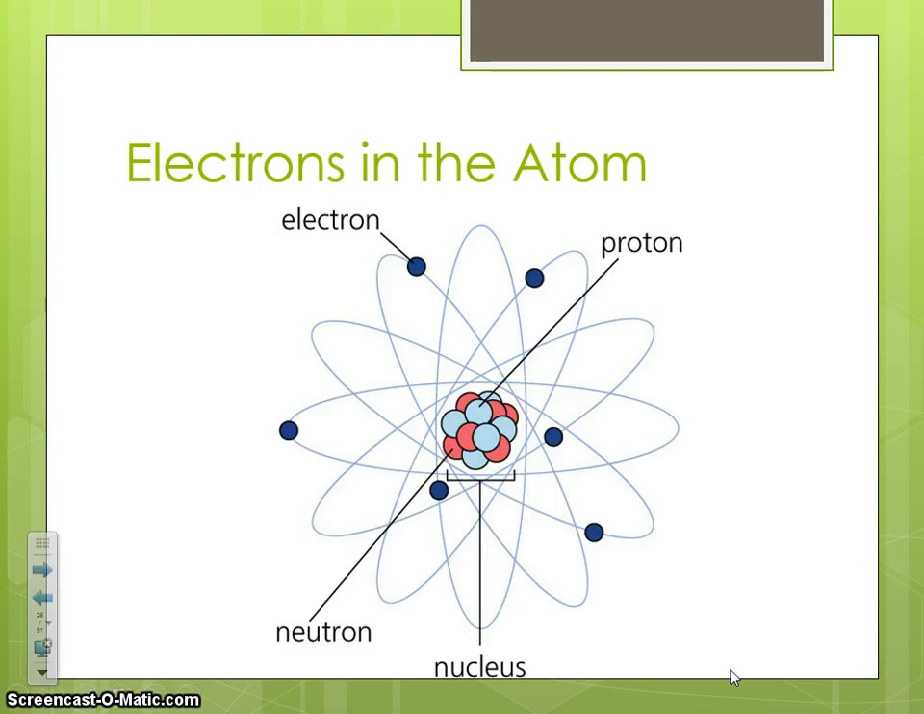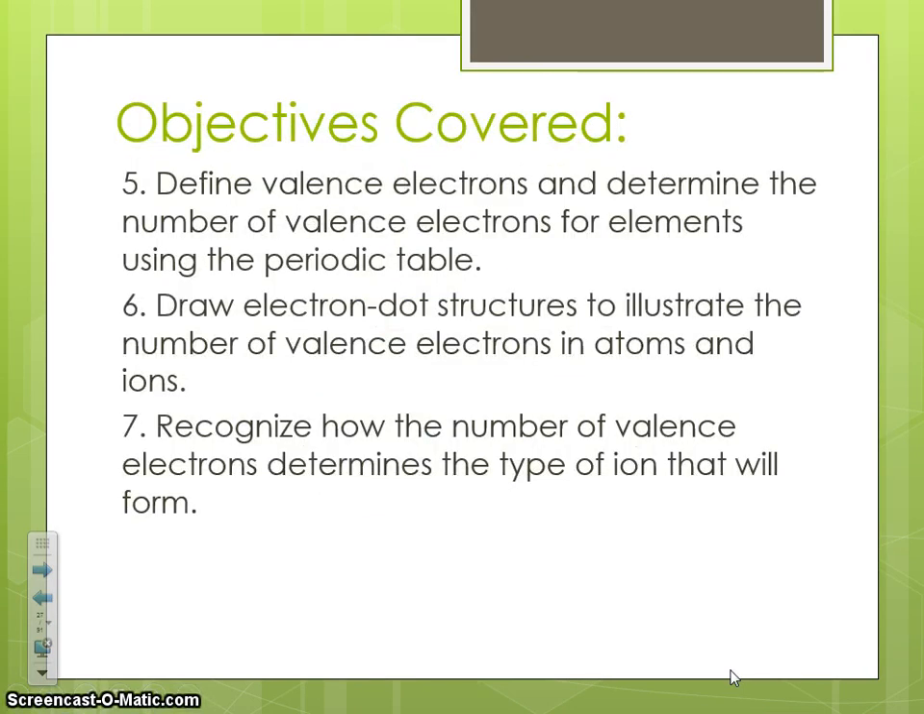In this part of our Unit 4, we'll be talking about electrons in the atom. There are three objectives that relate to this particular section of information. First, we're going to be able to define valence electrons and determine the number of valence electrons for elements using the periodic table. You will draw electron dot structures to illustrate the number of valence electrons in atoms and ions, so there will be a difference between how those look. And we will look and recognize how the number of valence electrons determines what type of ion will form. Remember that the type of ion could be a positive or a negative ion, and we have terms to describe those.